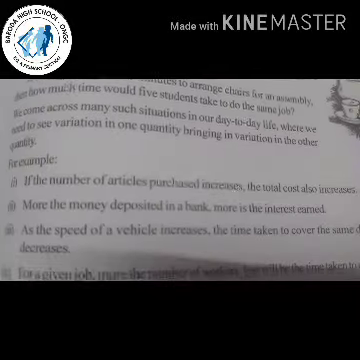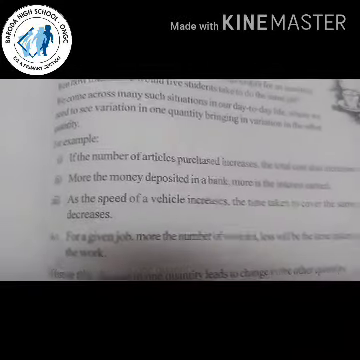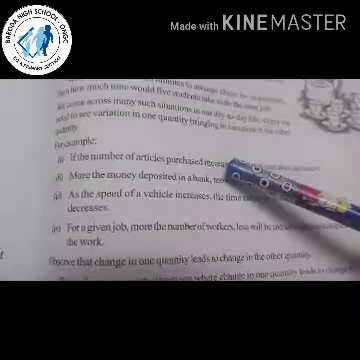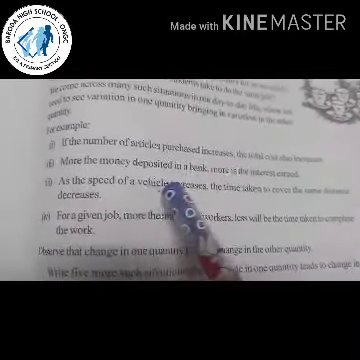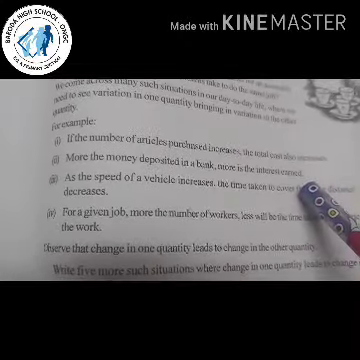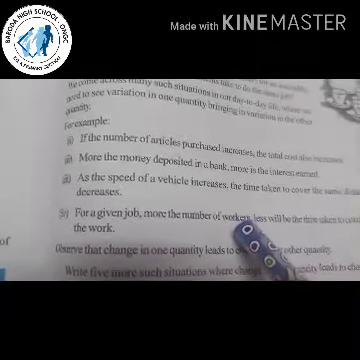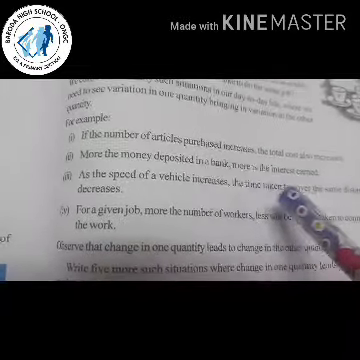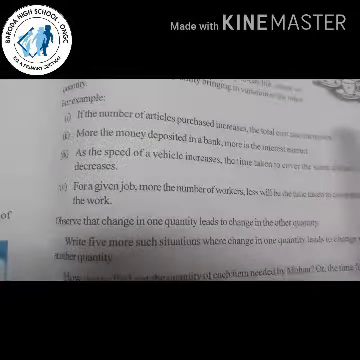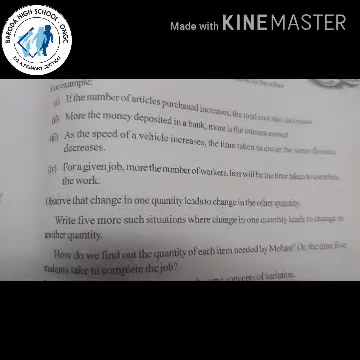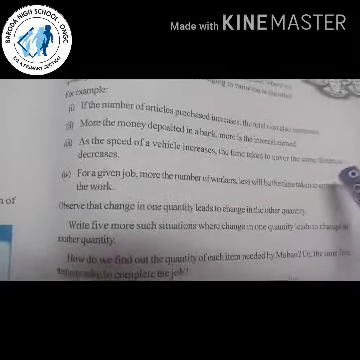So, in some examples, when one quantity increases, the other is also increasing. Okay, as in first and second. And in some examples, when one quantity increases, the other decreases. Like for a given amount of work, if the number of workers is increased, the time required to complete the work is less. Let us consider more situations in which one quantity leads to the change in the other quantity.